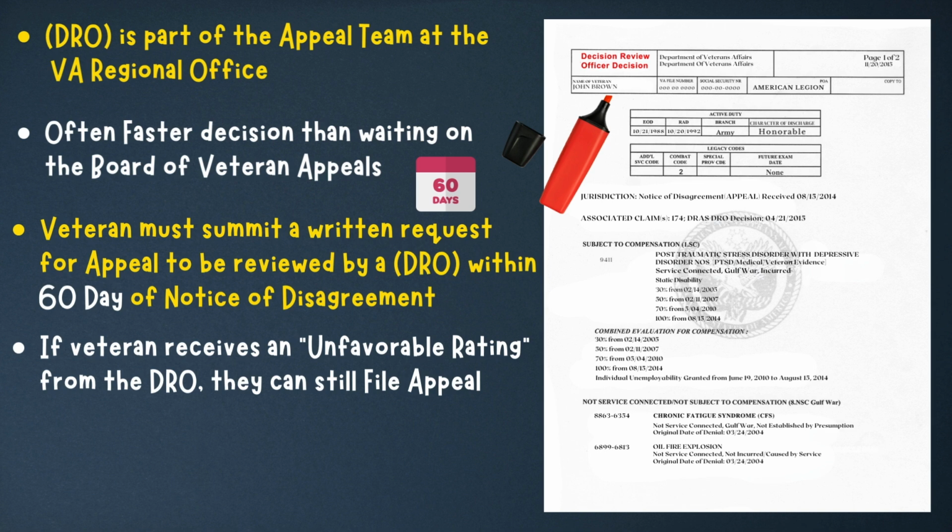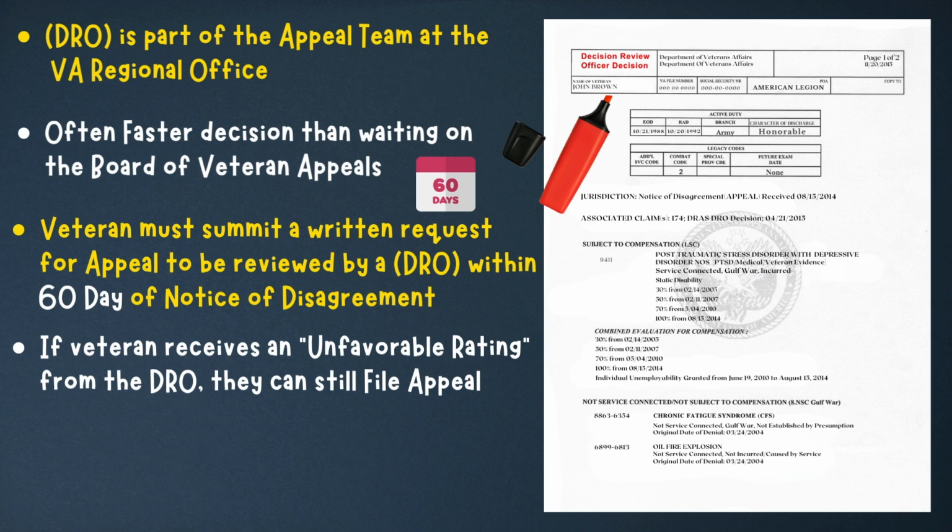If I would have to guess, it's because they usually give faster decisions, and decisions at the Board of Veterans' Appeals are taking years. Back in 2014, when Mr. Brown filed his appeal, it was called a Notice of Disagreement. Once he filed his Notice of Disagreement, he had 60 days to request a Decision Review Officer to go over his claim.